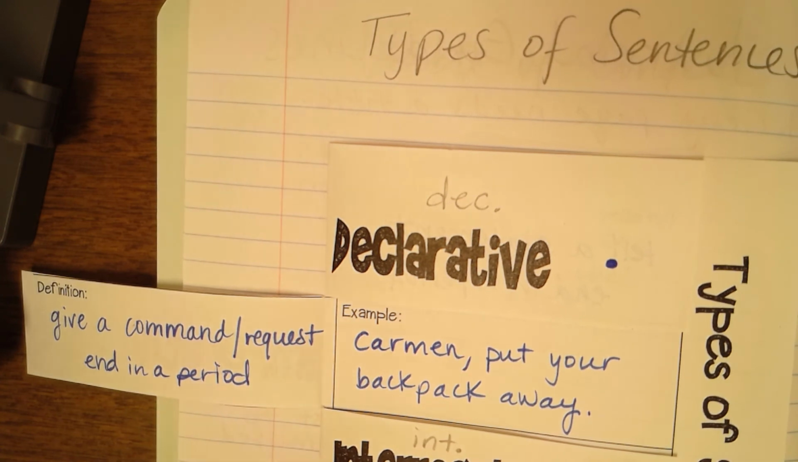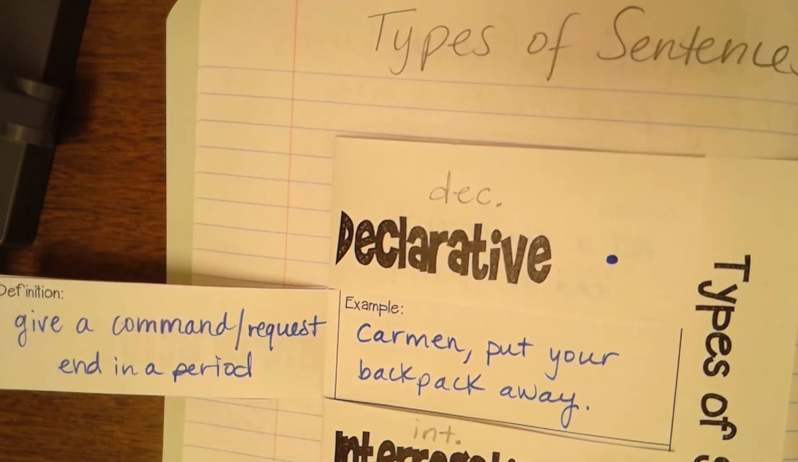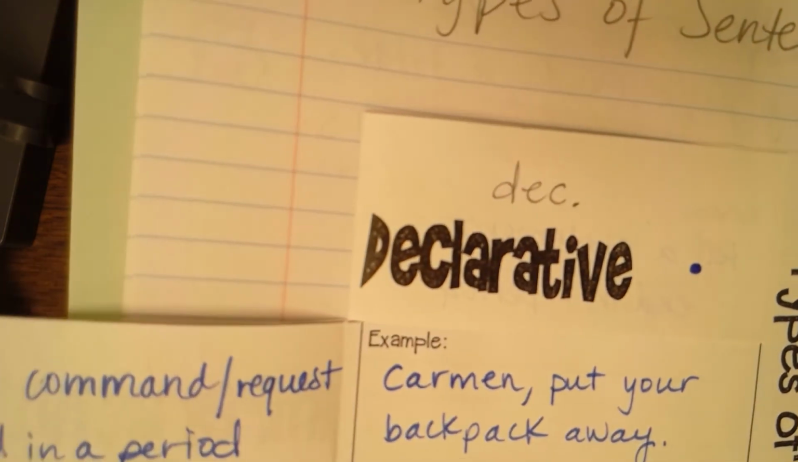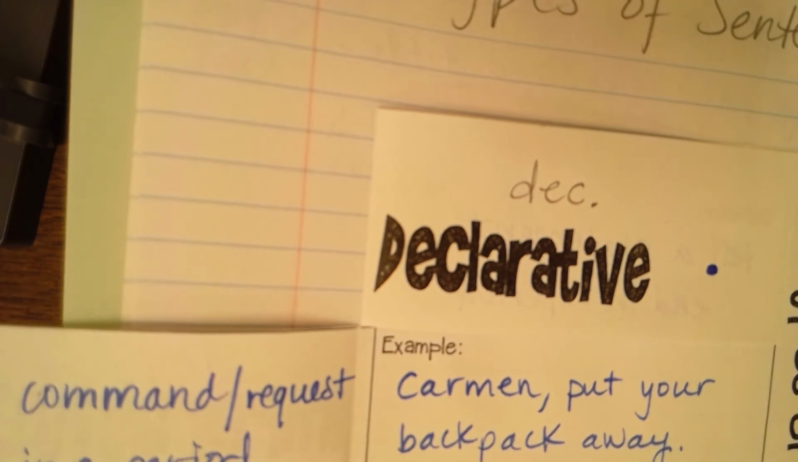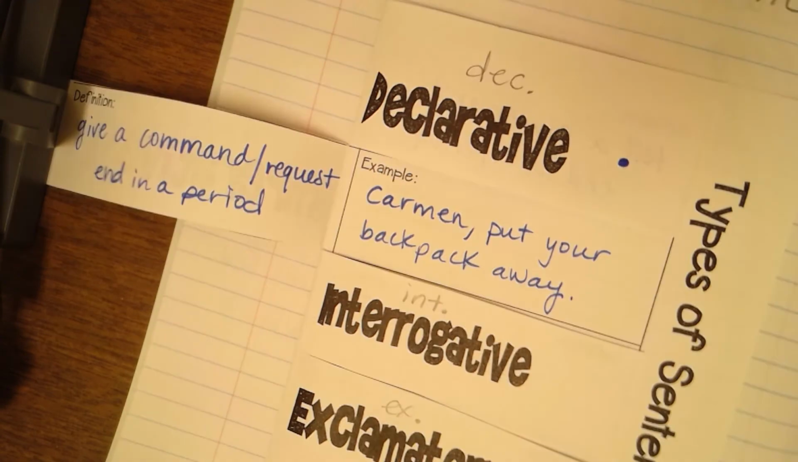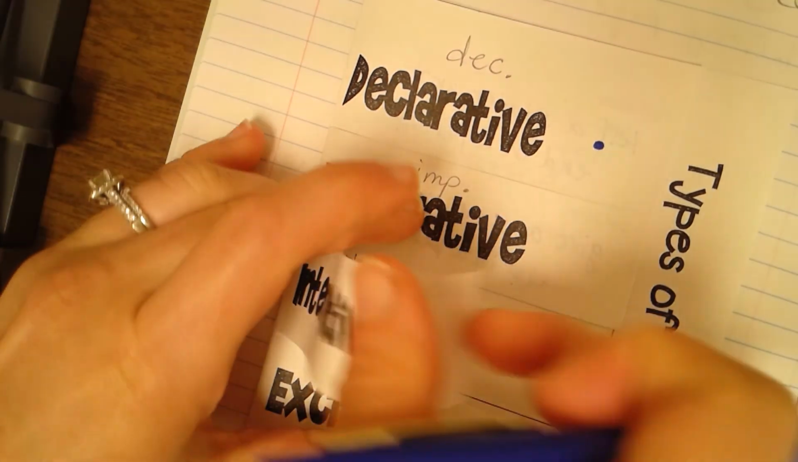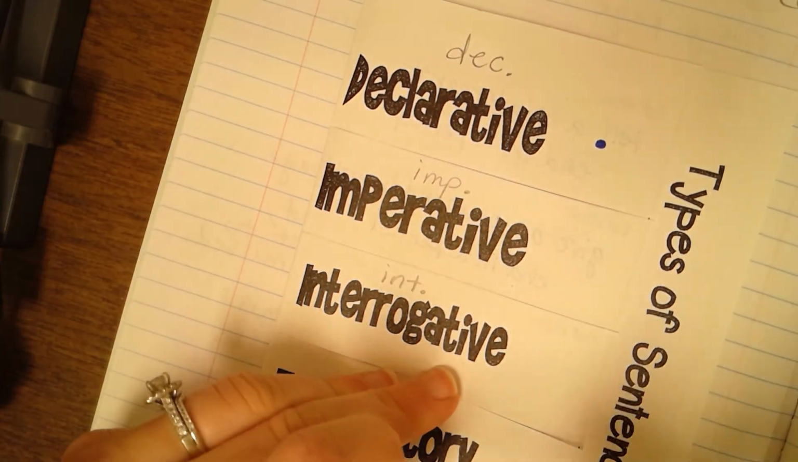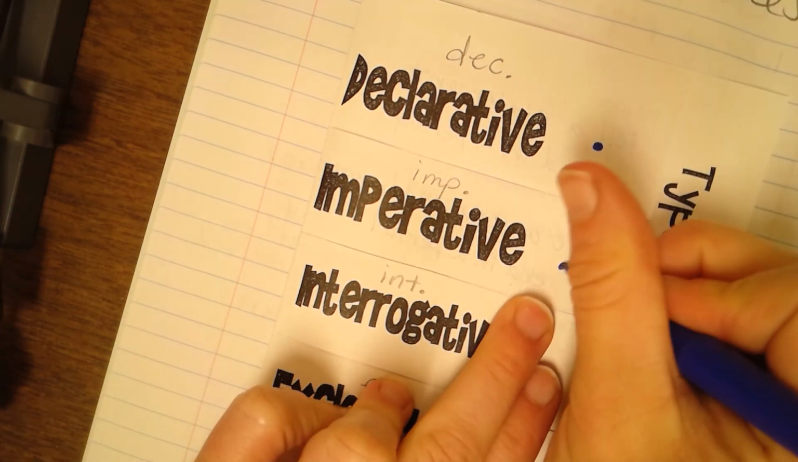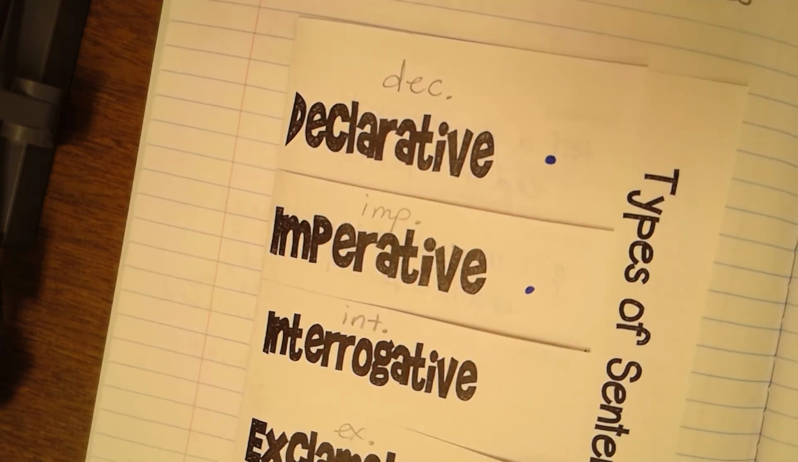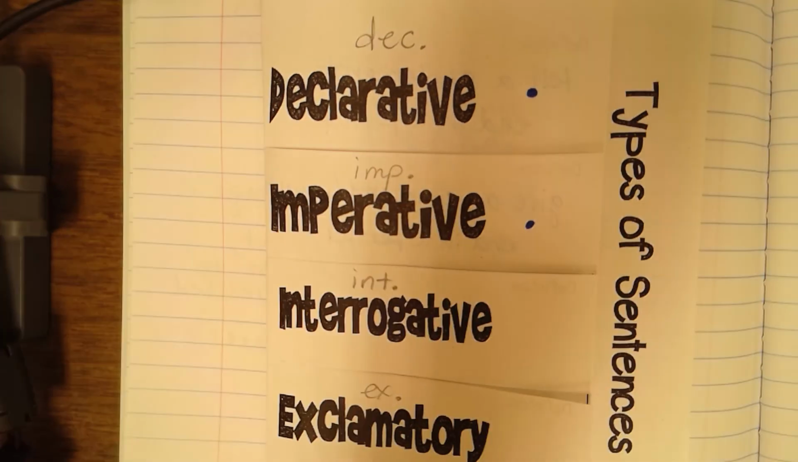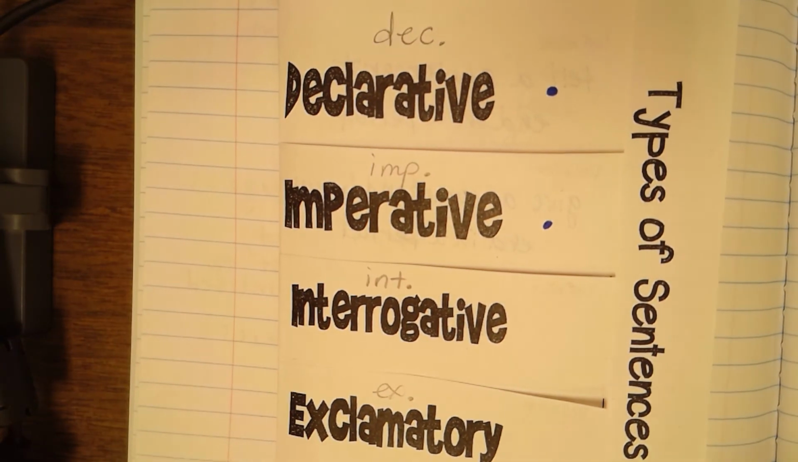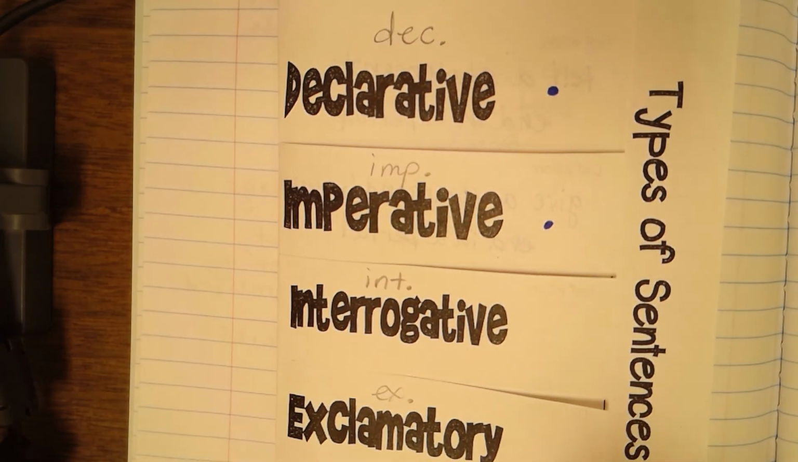So I always tell kids, think of your parents or your teacher. What would they say? And if this is something that they would tell you to do, chances are it's going to be an imperative sentence. Okay? All right, the next one is interrogative. Oh, sorry. We have to go back to imperative. Imperative, they always end in a period, so I'm going to put that period there. All right, interrogative.